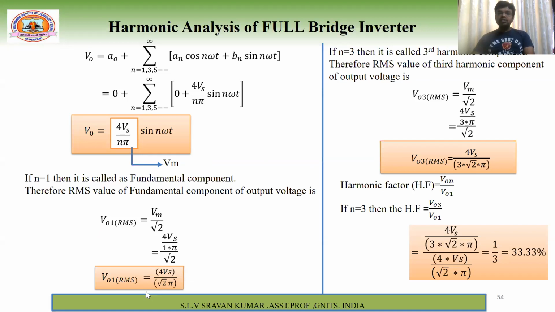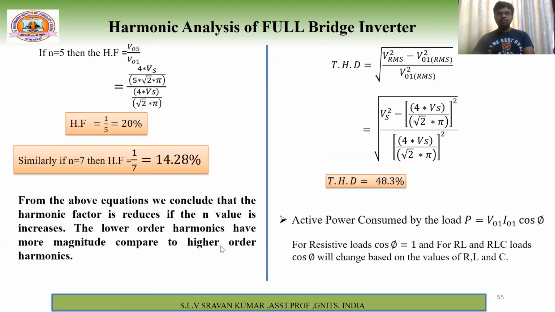There you will get 2 Vs by root 2 pi. Here 4 Vs by root 2 pi. That is only the difference. And finally the THD is also same because of square wave, 48.3%.